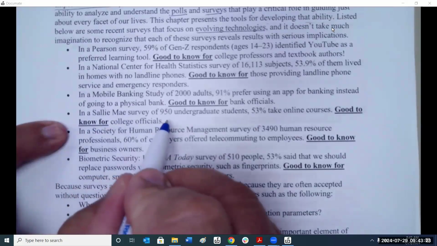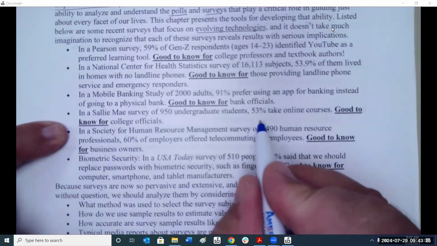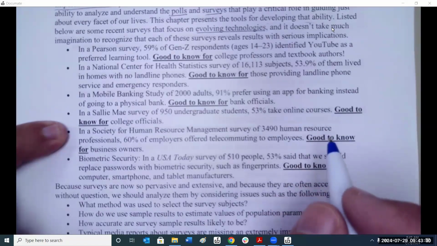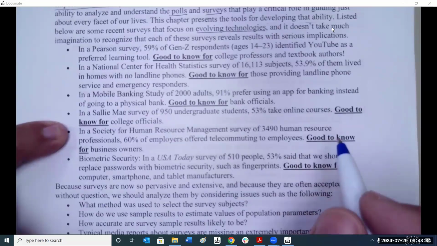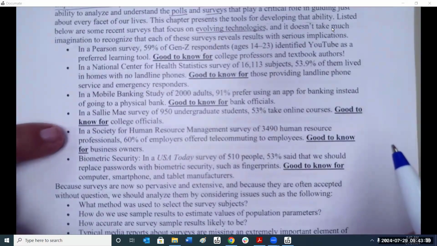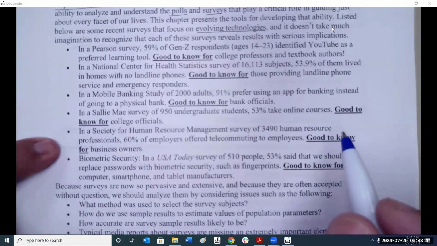In a Sallie Mae survey of 950 undergraduate students, 53% take online courses. And that's growing every day because the way that a lot of professors are doing, they don't teach online. They just watch these videos and that's it. There's no classes. So it's getting worse and worse.